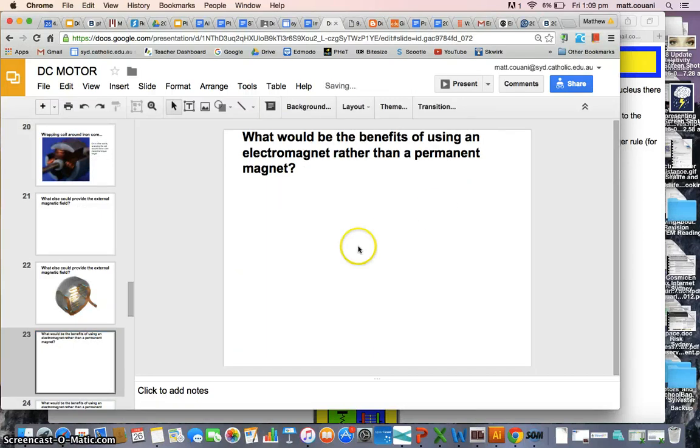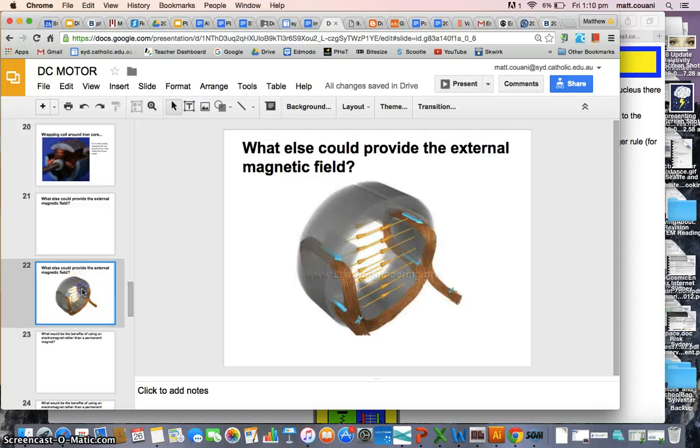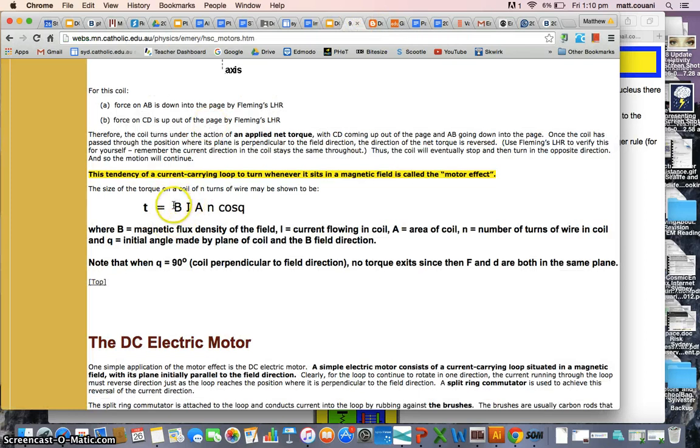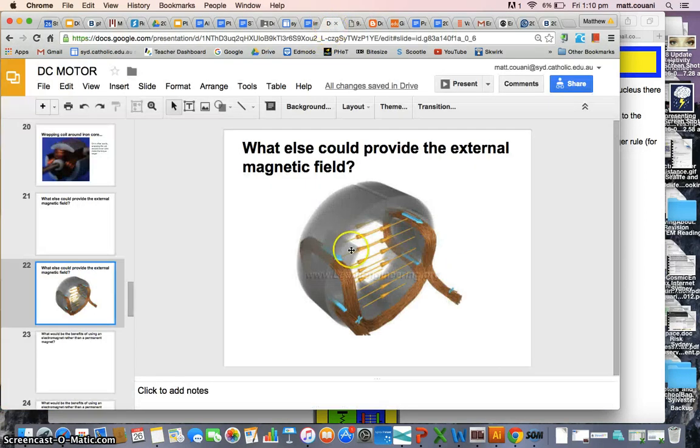permanent magnet? Well, the benefits would be that if I increase the current flowing through the current carrying conductors, I'd increase the magnetic field strength inside. And this would increase the torque because it would increase the size of B in the torque equation. So I could easily increase the size of the magnetic field strength by using an electromagnet.